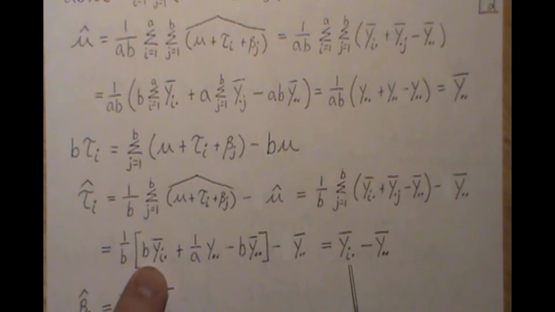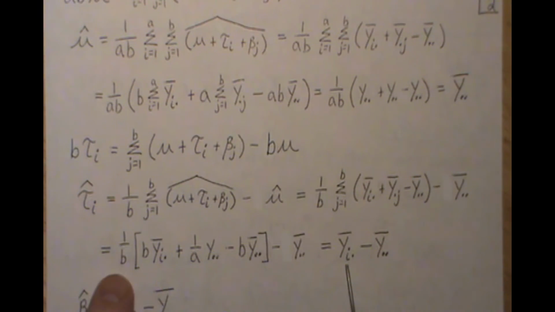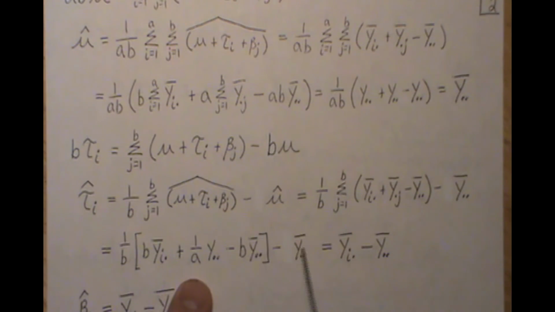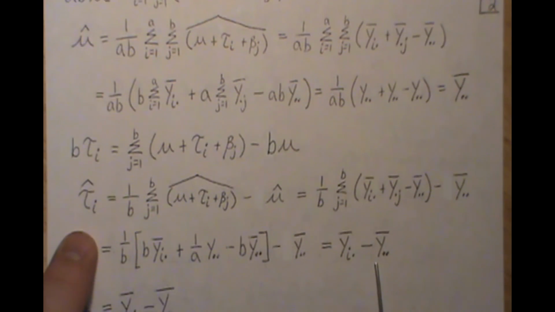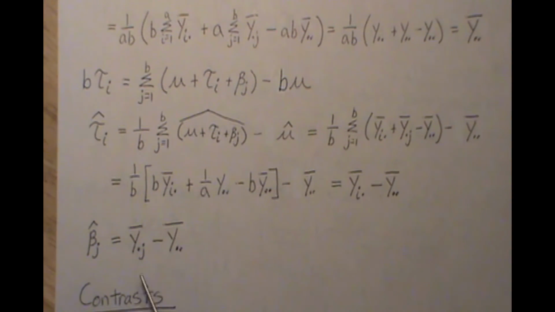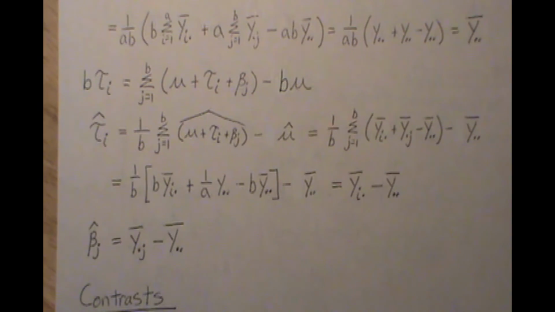Here we get the ith treatment mean. The b carries over. That b cancels. So that cancels with this. And then here we get the sum of the y's divided by ab, which I should say cancels with that. And then we get the grand mean. And so this is our estimate of tau i. And similarly, we can do that for beta j. It's the jth block mean minus the grand mean.